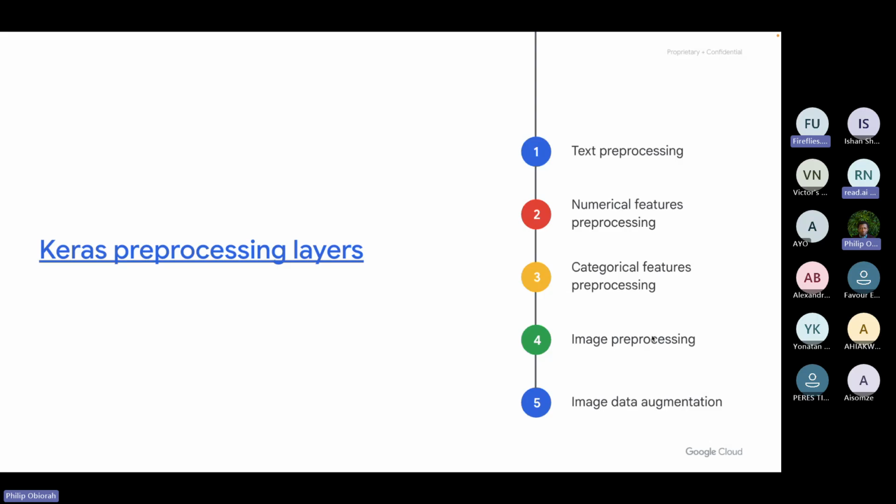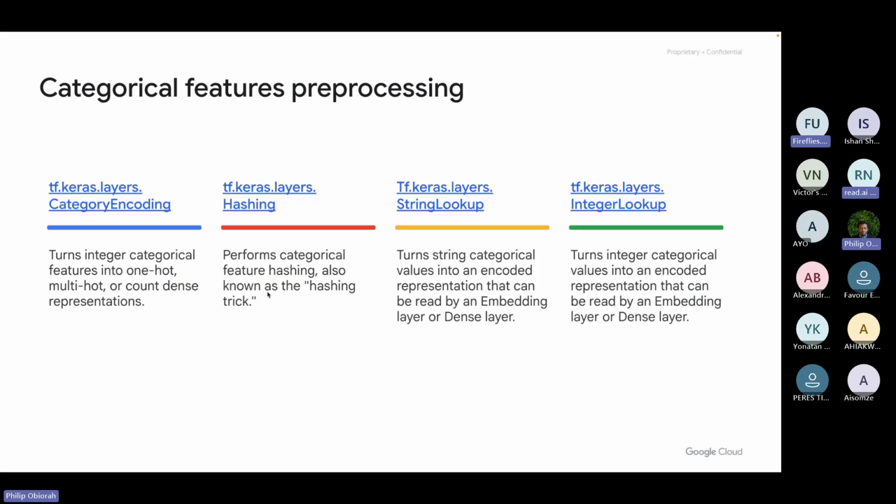And then it can also be used for image processing. There are layers for resizing and rescaling images, as well as augmenting. There are augmentation layers, right? So this could be used for image processing and data augmentation. So the Keras preprocessing layer is very effective. You could use it for text processing, numerical processing, categorical processing, image processing, and augmentation. Right? So now I think we've touched some of these already.